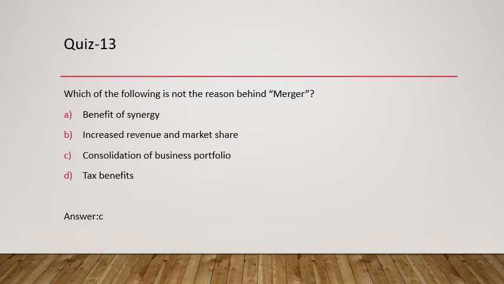This takes us to 13th quiz. Which of the following is not the reason behind merger? So companies may go for a corporate action called merger, and there could be many reasons. So benefit of synergy is definitely a reason. Increased revenue and market share could potentially be a reason, but consolidation of business portfolio is not the reason, because when you merge, you typically spread your portfolio. So the answer is C.